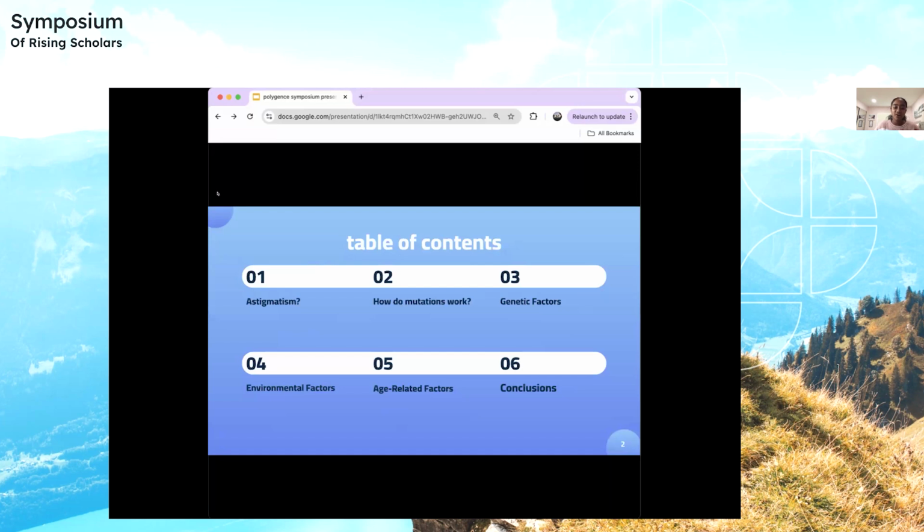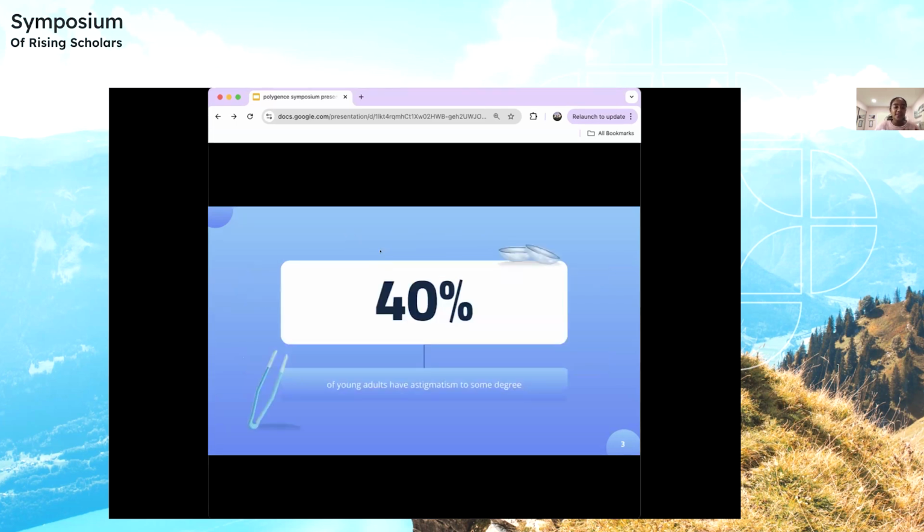So I'll be starting off with talking about what exactly is astigmatism, how mutations work, and the identified factors I've researched for what actually causes astigmatism, those being genetic factors, environmental factors, age-related factors, and ultimately my conclusions on my research.